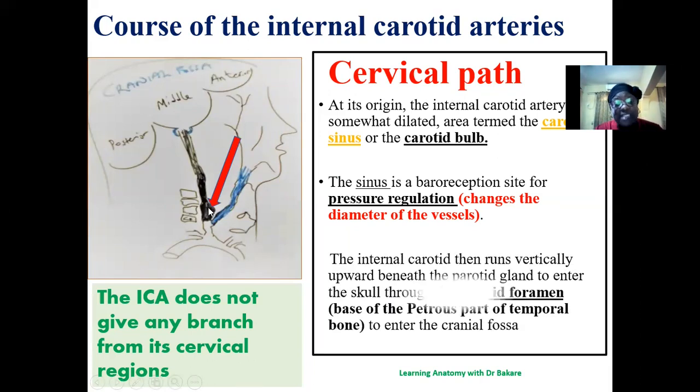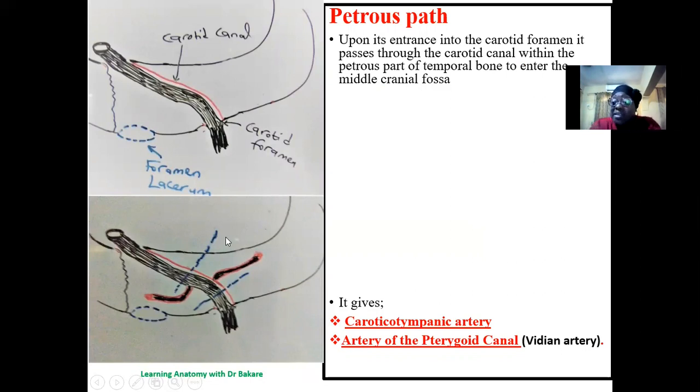So after this point, the internal carotid artery continues in its journey. It proceeds upward along the cervical region before it finally gets to the carotid foramen, which is located on the petrous part of the temporal bone. And it is seen that this region does not give any branch. It just goes along that part solely. The petrous part is the part that is seen within the petrous part of the temporal bone. We said that it gains entrance into the carotid foramen, which is around the petrous part of the temporal bone. It is through this foramen that it is able to enter into the cranial cavity.